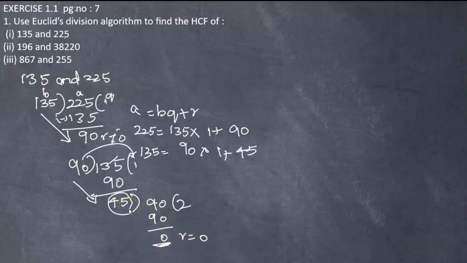Hence the divisor will be the HCF. But still we have tried this one. So 90 equals 45 into 2 plus 0, which means therefore HCF equals 45.